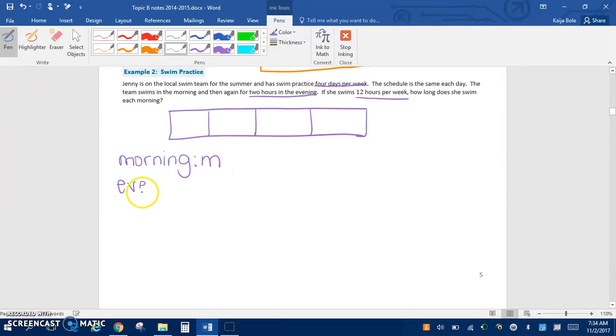And then there's evening practice. And we do know how long those are. We know that those are 2 hours every day. So for every day, we know she practices in the morning, so every day gets an M in their box. And then we know plus another 2 hours every day in the evening, so plus 2. And we know that this total was 12 hours for 1 week.